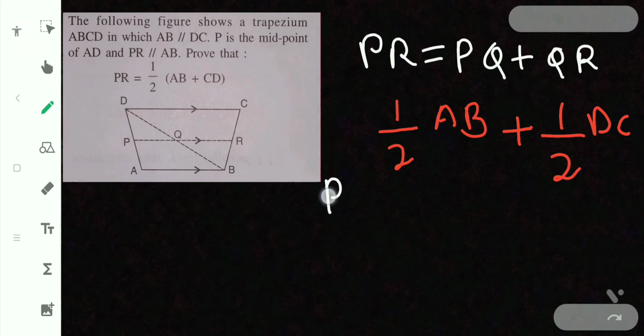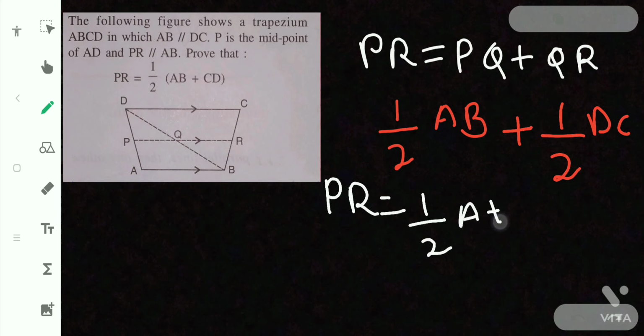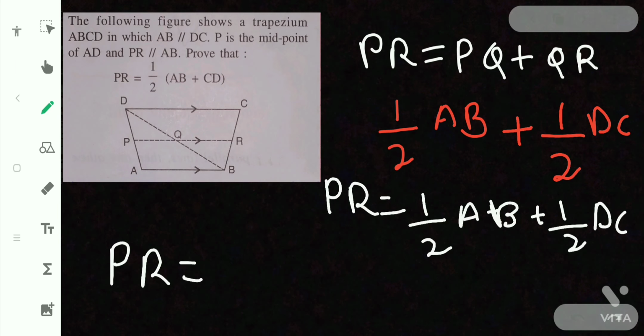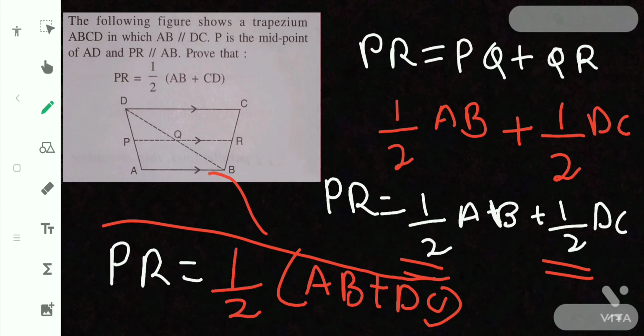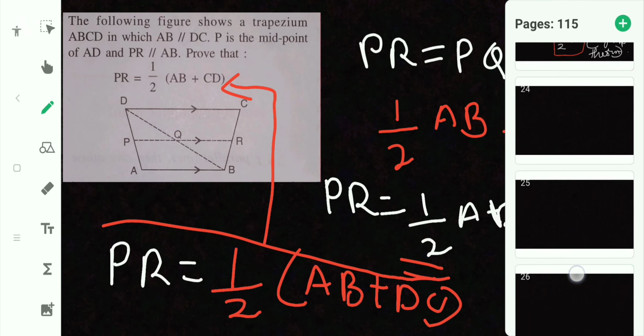PR is equal to half of AB plus half of DC. So PR will be equal to, on taking half common, half of AB plus DC. So that's all what they asked to prove over here. AB plus DC or CD, whatever it may be. PR is equal to half of AB plus CD. So that's all. Now let us go on to the next question.